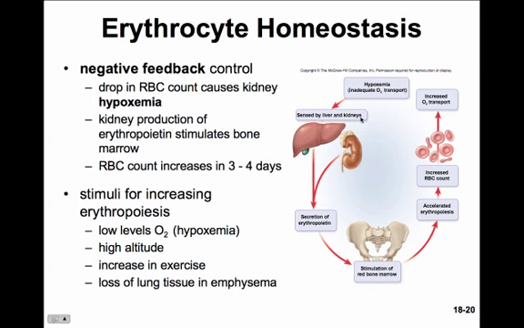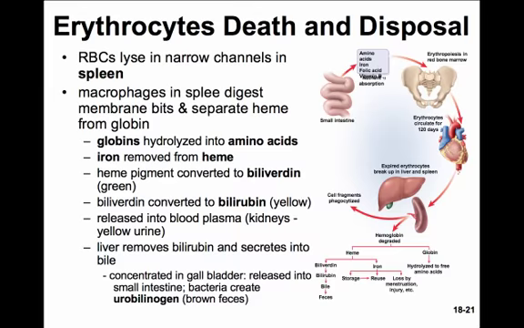Inadequate oxygen transport is sensed by the liver and kidneys, which secrete erythropoietin, stimulating the red bone marrow and accelerating erythropoiesis, thus increasing red blood cell count. The stimulus for increasing erythropoiesis is predominantly hypoxemia, which is low oxygen levels in the blood. This can happen at high altitude, with increase in exercise level, and with loss of lung tissue due to emphysema.